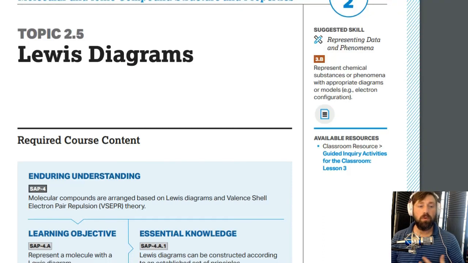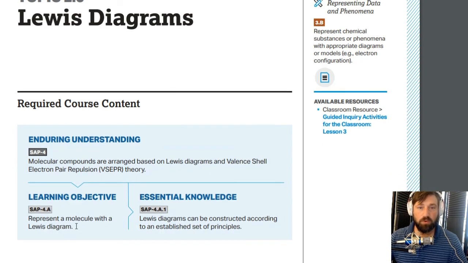Today, I'm going to go through and talk about Lewis diagrams, how to draw Lewis structures. How do you go through and take a covalent molecule like CO2, carbon dioxide, and turn that into a 2D representation? That's basically all this is, just basically how to draw a Lewis structure.